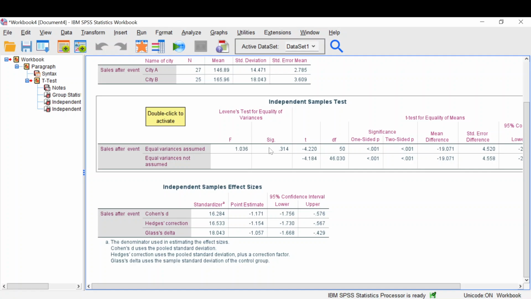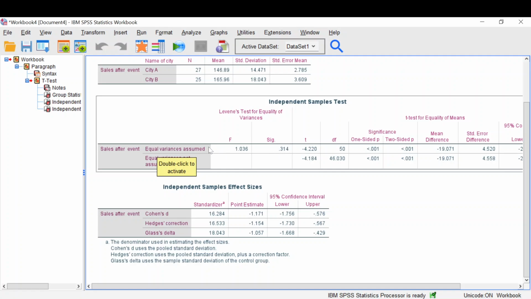We want this to be above 0.05. So unlike the t-test, where we want it to be below 0.05 to look for differences, here we want the opposite. We want to make sure that each city is not different from itself. So therefore, we want this number to be above 0.05.